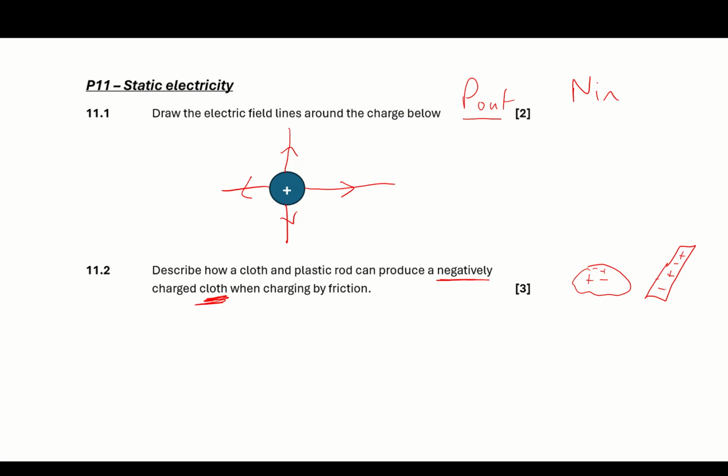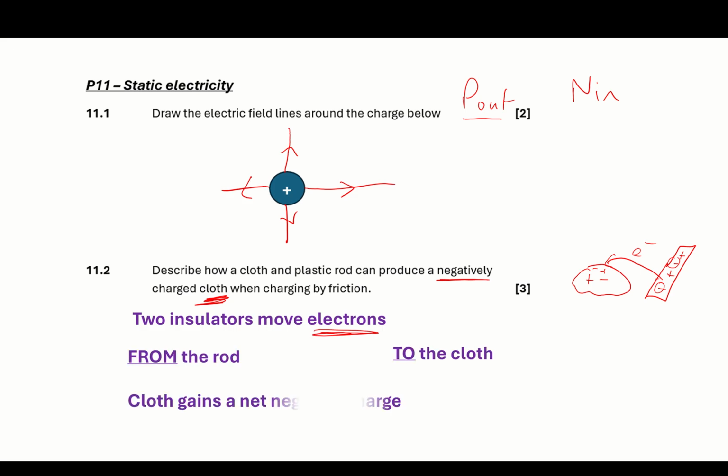Positive, negative, positive, negative, negative, positive. So when I rub these together, we've got to remember that within solids we can only move the negatives, the little electrons, and the cloth has got to go negative, so the electrons have got to move that way. So we're going to talk about where the electrons are moving from and where they are moving to. So the two insulators will move electrons. That's a key word and is important. From the rod to the cloth, which gains a net negative charge.